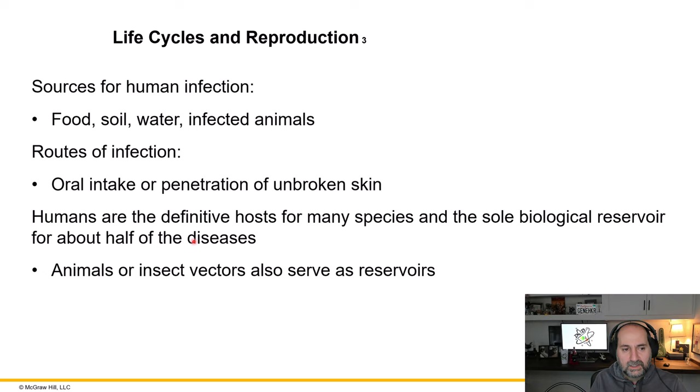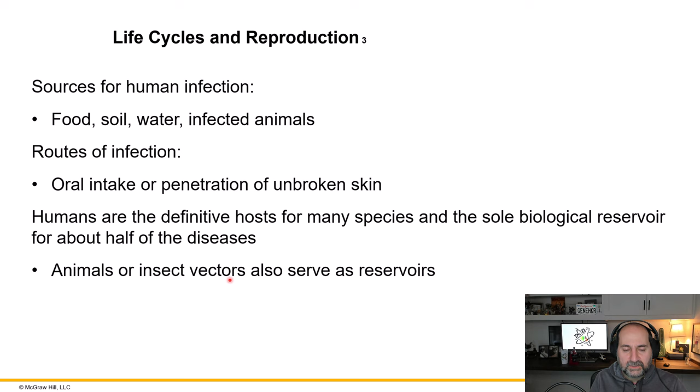Humans happen to be the definitive hosts for many species of worms and the sole biological reservoir for about half of these worm diseases. Animals or insect vectors also serve as reservoirs. So the definition of a reservoir is where you normally find that organism. Some of these organisms reside in animals. Some reside in vectors, these insects such as mosquitoes or other biting insects.